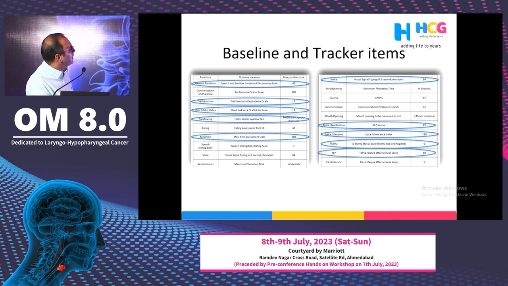So the most basic: speech and swallow functional effectiveness with scores of up to 40, performance status scale, the tracheostomy dependent scale, the head and neck oral intake scale, the 100 ml water swallow test, a simple one, and a mealtime assessment. Now I felt what we've created there is a studio kitchen.